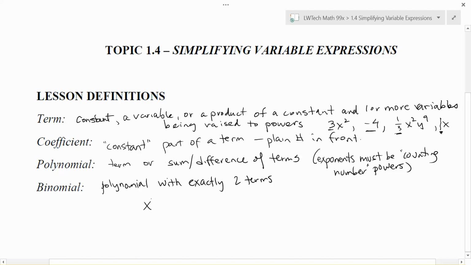So something like x squared minus 3y would be an example of a binomial, where we have a term and a term that's being added or subtracted. So we have 2 terms. Or something like 3x minus 5 would be a binomial, because we have a term here and a term here that's being added or subtracted. So those give us some specific pieces as we go in.